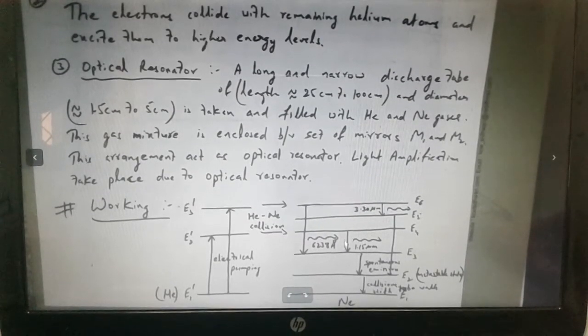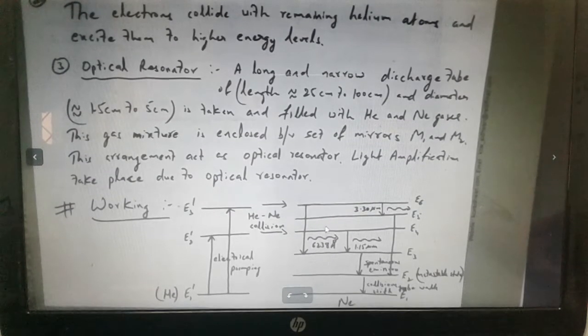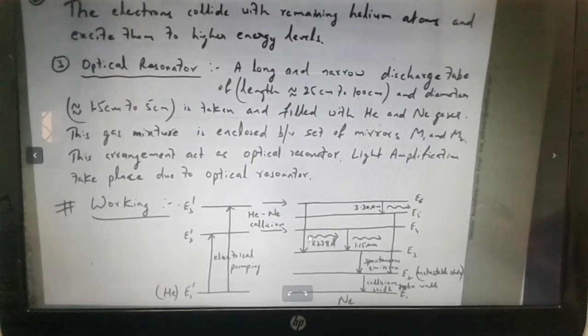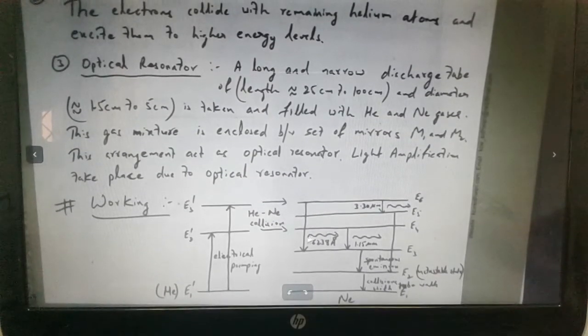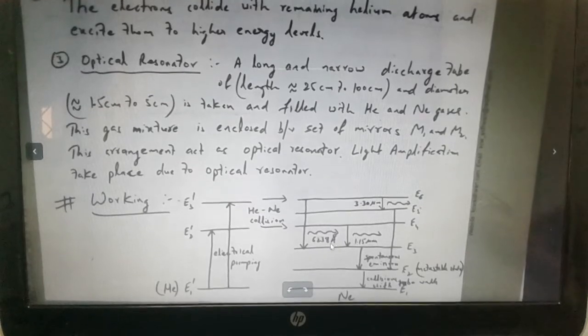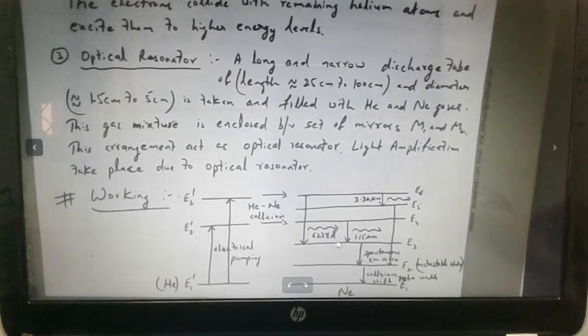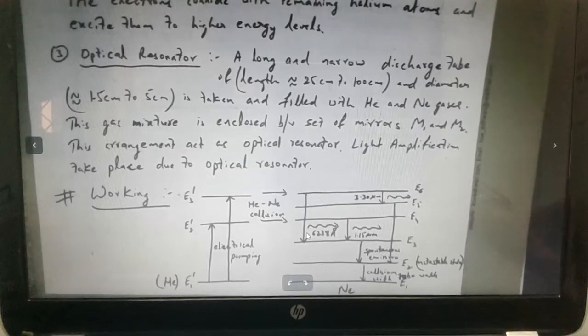But commonly we obtain this 6238 angstrom red light of the helium neon laser. So we use some filters or mechanism so that we can absorb the other two wavelengths, and only one wavelength is produced by this laser.